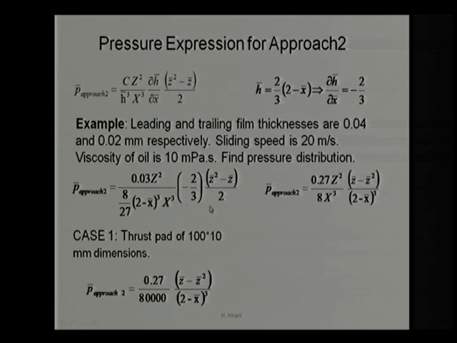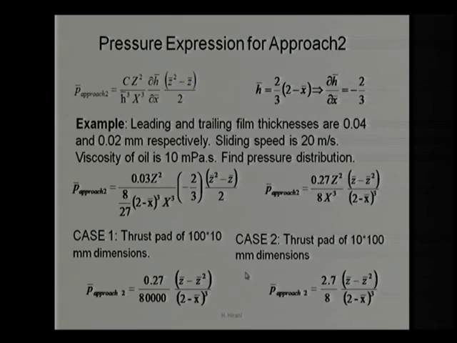Now, let us take case 1. In this case the thrust bed dimension is 100 into 10: 100 mm in the x direction and 10 mm in the z direction. That gives a figure something like 0.27 divided by 80,000, and this is for the pressure distribution expression. We will retain it as it is.